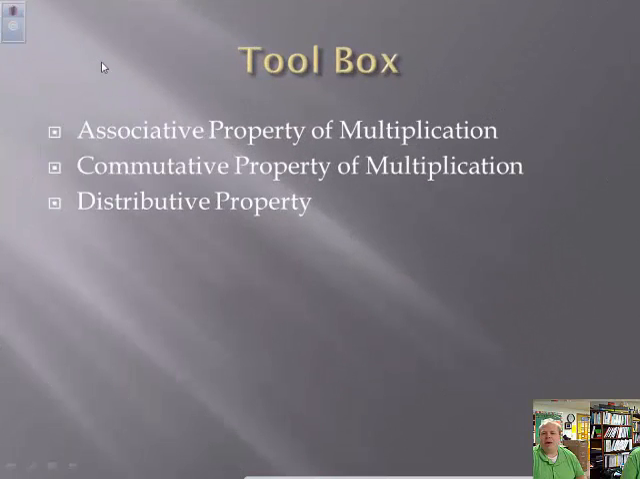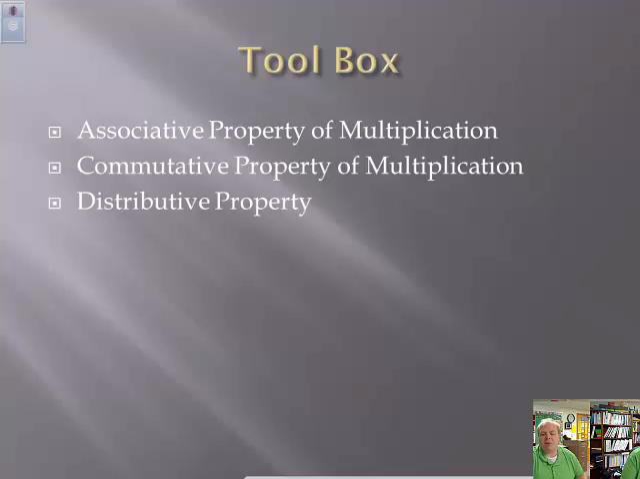Okay, the toolbox words you need to make sure you add are the associative property of multiplication, the commutative property of multiplication, and the distributive property. Remember, with the associative property, I can rearrange the grouping of numbers. That's exactly like the associative property of addition, but I'm using it with multiplication. And the same thing with the commutative property of multiplication: I can change the order of the numbers, and I don't change the answer at all.